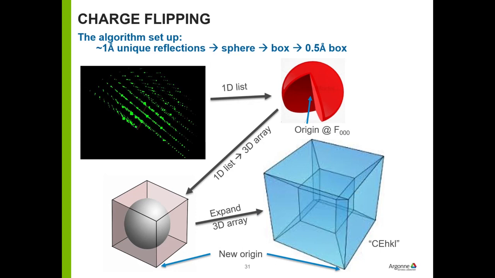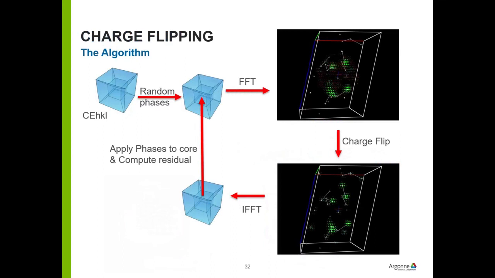So we now have an array here, called CEHKL, where the indices are the transformed, shifted HKLs, and the magnitude is whatever the structure factor is. That is a complex number. So then the algorithm is you start with this big box. You assign random phases to all the structure factors. The ones on the outside here, by the way, are all zeros for the intensity, because you didn't know what they were. You assign random phases to it.